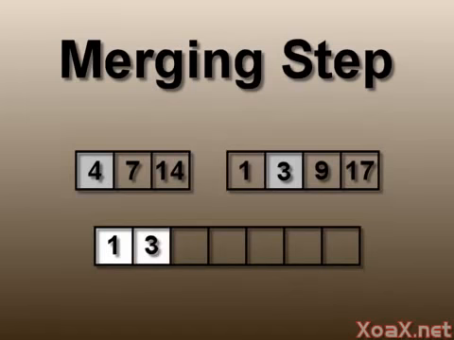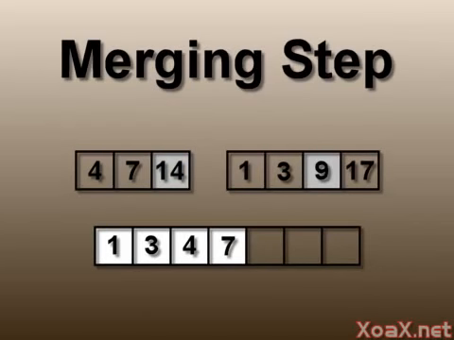Since 3 is smaller, we put it into the bottom array and move on to comparing the third element of the second array. Now we compare 4 and 9. Since 4 is smaller, we put it into the bottom array and move on to compare the second element of the first array. Comparing the 7 and the 9, we take the 7 and put that into our sorted array.